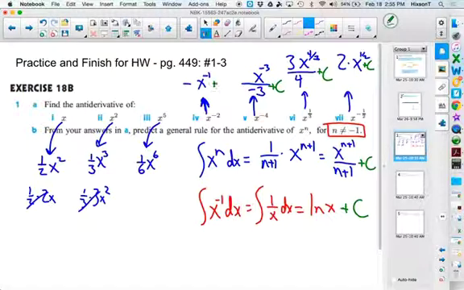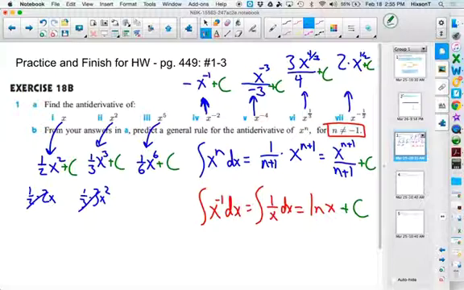And what we're finding here are what are known as indefinite integrals. Okay? Why are they indefinite? They're indefinite because we don't know what that c is. But why do we need the plus c?